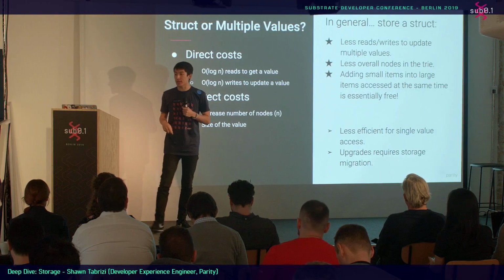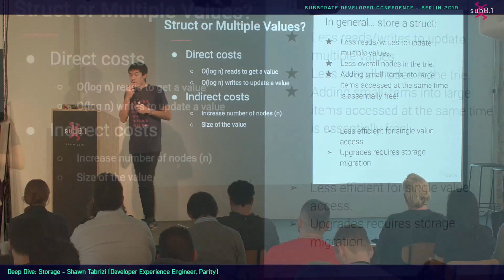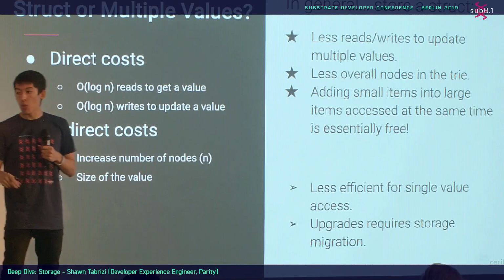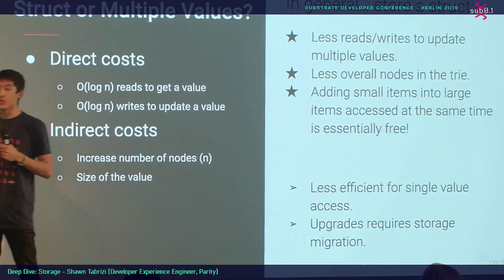Okay, so let's talk about structs and multiple values. Basically, you get to a point where you need to decide whether to use a struct to combine a bunch of data, or to separate everything into multiple values. First, it's important to understand the direct and indirect cost of adding more nodes or fewer nodes to a tree.